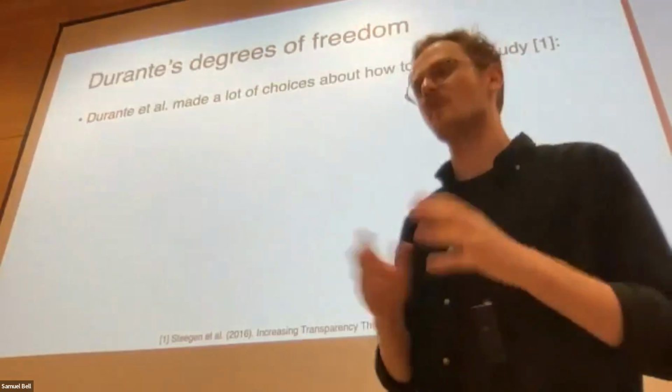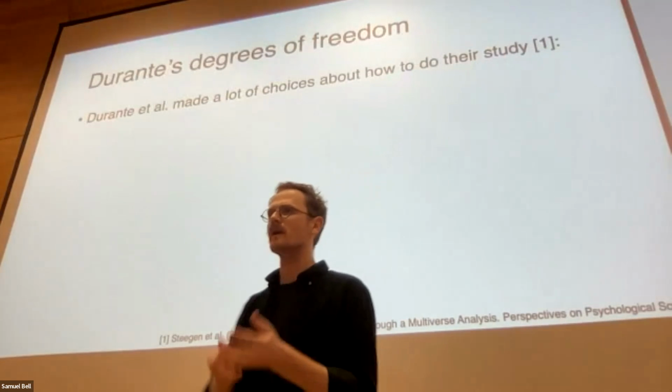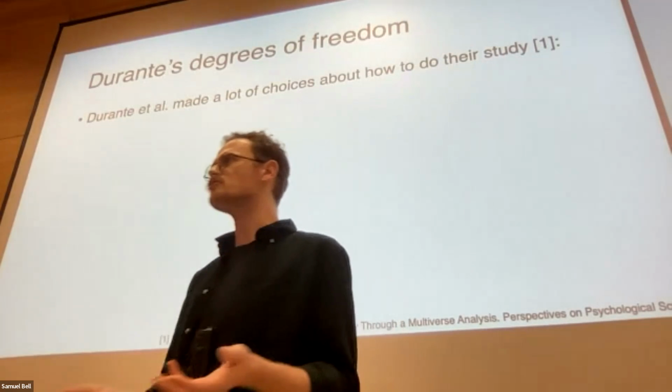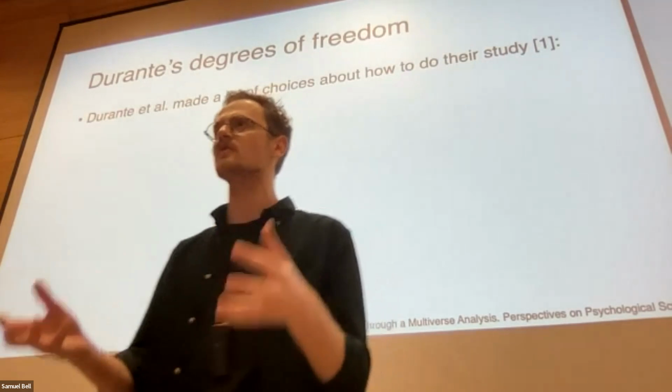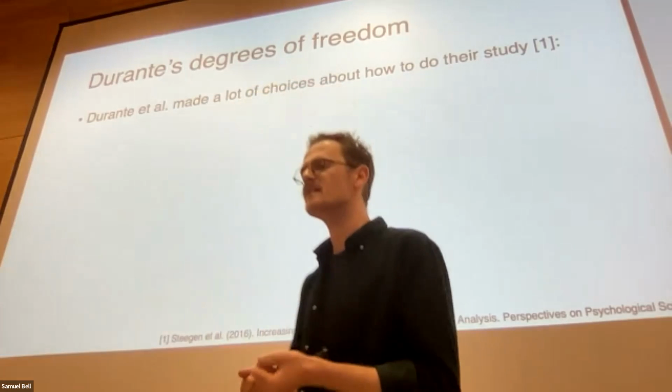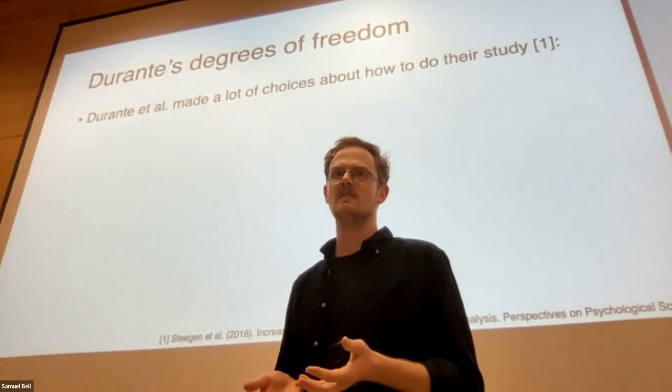So what's the problem here? Again, if you read that code, it seems decent. It seems like they're trying hard. 502 is a pretty big sample size. Those methods are reasonable. But the challenge is that Durante and her co-authors make a lot of choices about how to do their analysis, right?